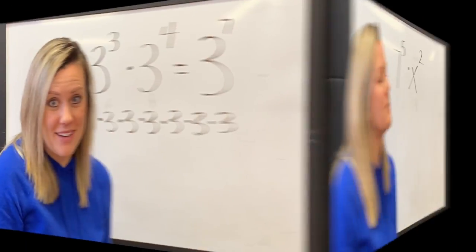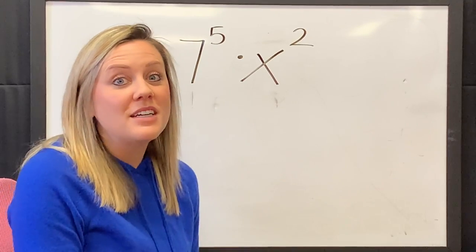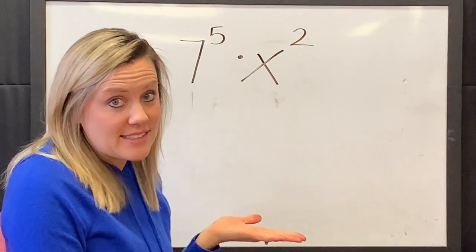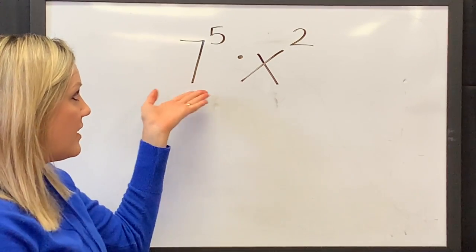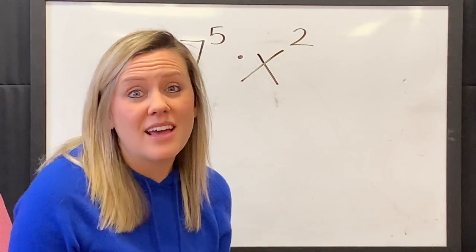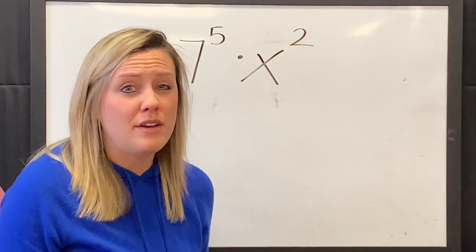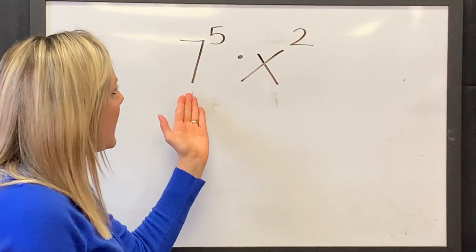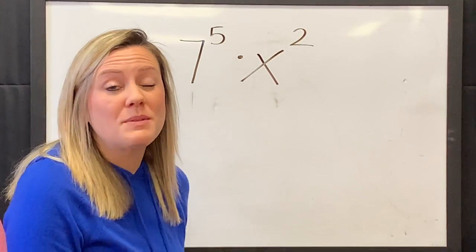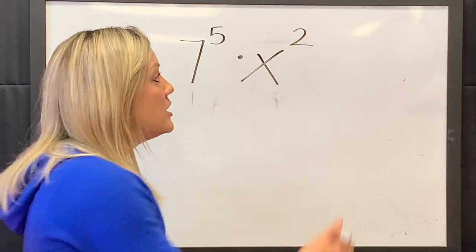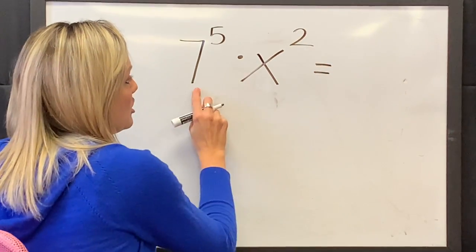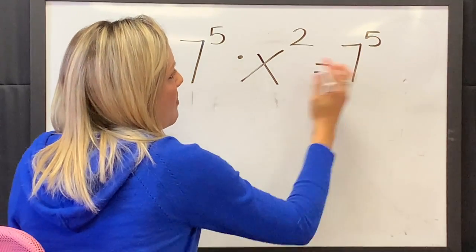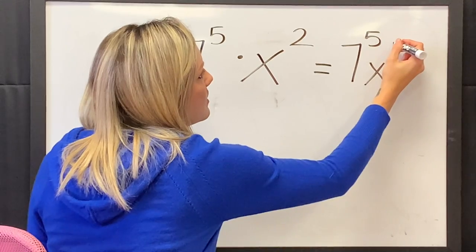Let's try another one. In this example, the first thing I want you to notice is that we have two different bases. We have a base of 7, and then we have a base of x. And x is an unknown, so we don't really know what that base is. So we can't combine these like we did in the other two examples because they're not the same base. So the way that I'm going to simplify this is just kind of rewriting it. 7 to the 5th, and then x squared.